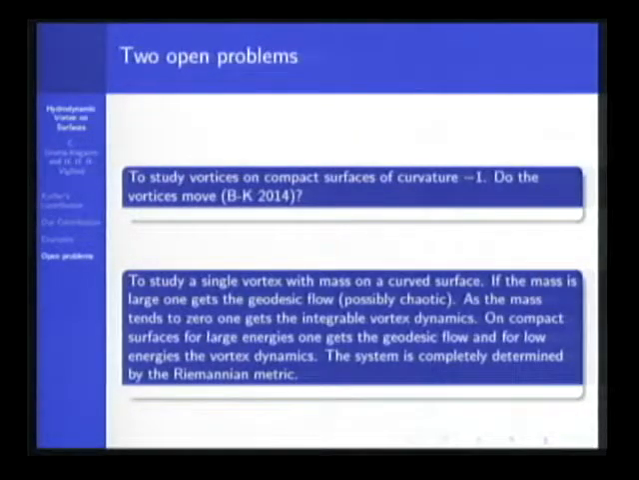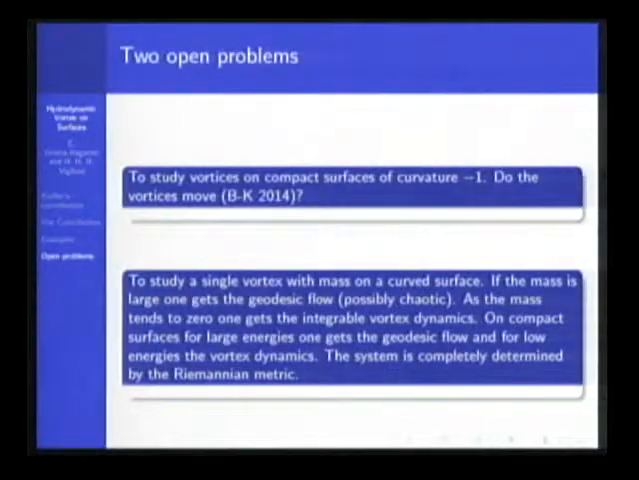Moreover, if you fix a compact surface and you have mass, and you take large energies, the system will approach the geodesic flow. If you take low energies, the velocity is very small, the inertia plays no significant role, and you get the vortex dynamics, which is integrable. The reason it called my attention is the following. The geodesic flow is completely determined by the metric. It only sees the neighborhood of the Hamiltonian manifold, the metric.